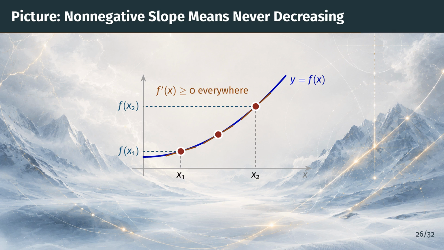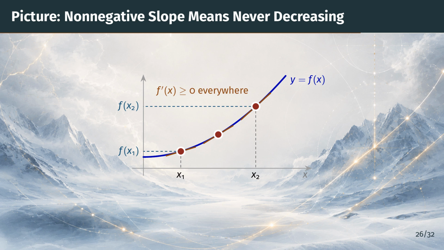In this picture, the blue curve has non-negative slope at every point. The orange segments are tangent lines, and every one of them tilts upward or is flat. The claim of Part A is that the curve as a whole can then never descend. Pick any two marked points, x sub 1 and x sub 2, with x sub 1 to the left. And as the dashed levels on the vertical axis show, the value of f at x sub 2 is at least the value at x sub 1. The mean value theorem is exactly the device that converts the pointwise slope condition into this two-point comparison.